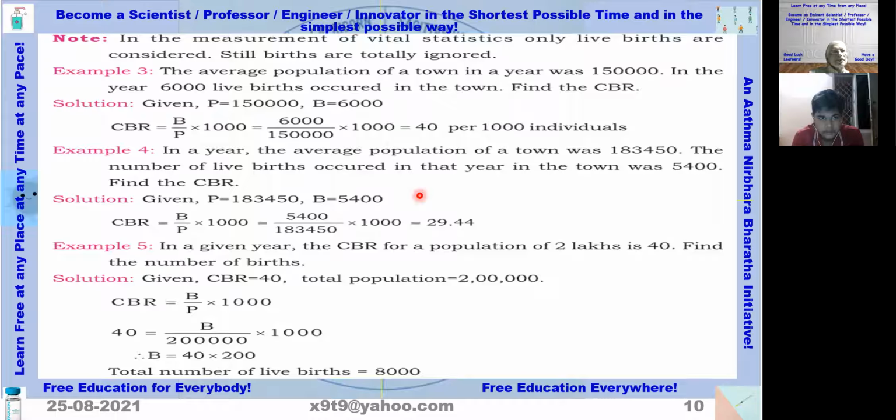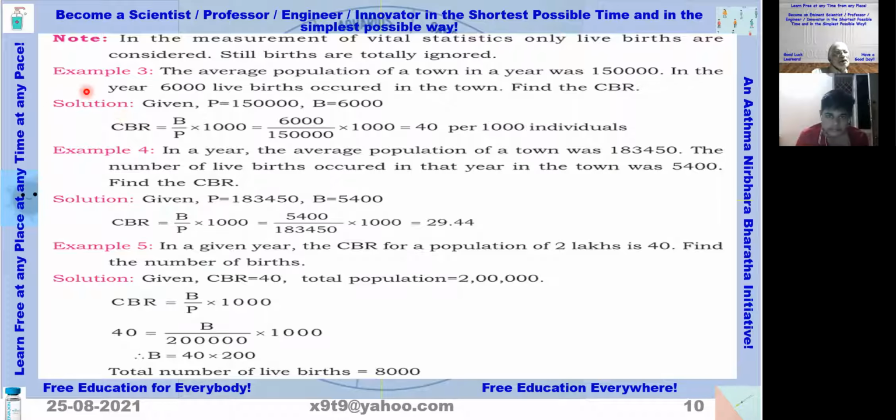In the measurement of vital statistics, only live births are considered, and stillbirths are totally ignored. Stillbirth means children born without life.